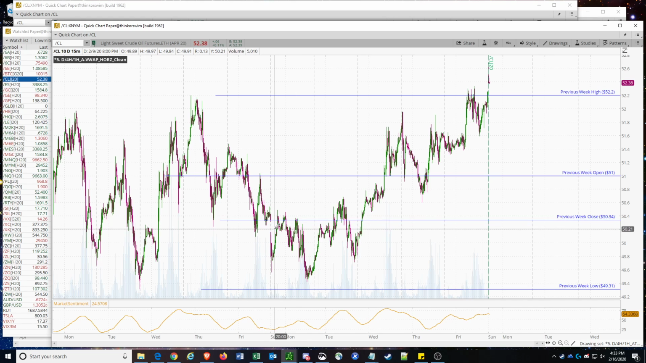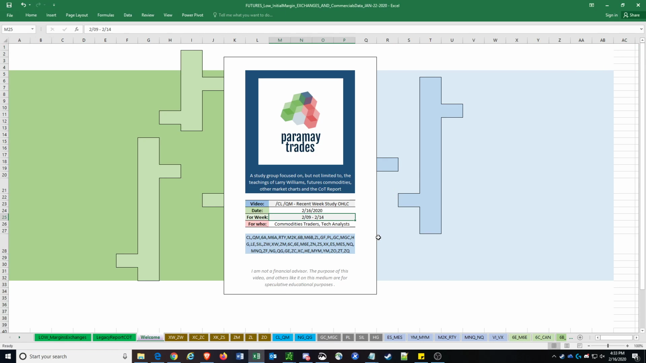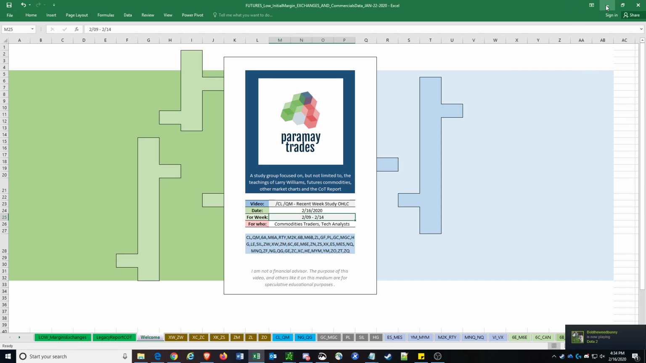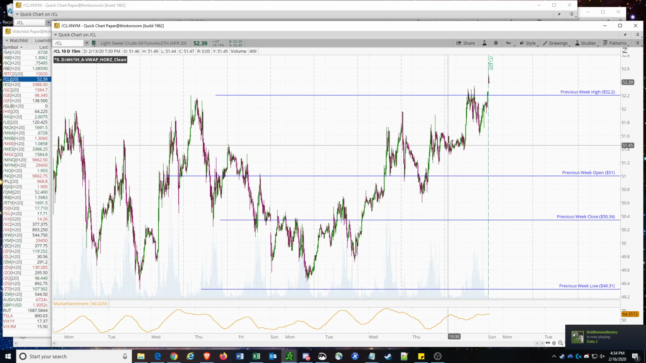So this was the start of last week. So this is for the study from the 9th to the 14th. All right, this is last week, and now we're into the new trading week here on the 16th to the 21st. So let's take a look at last week's, and then let's look forward and see what we can see. We'll try to make this a little quicker than last time too here.